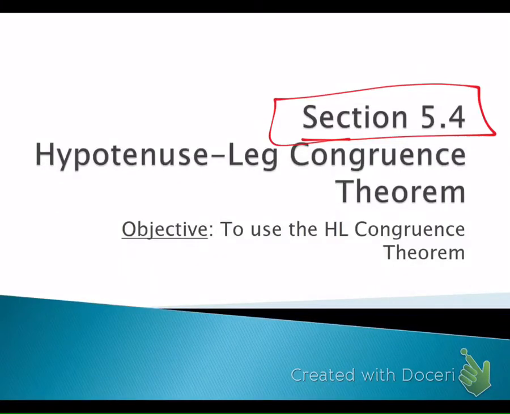So, yesterday you guys took a quiz over the 4 ways to show that triangles are congruent. And I told you last week we're going to learn a 5th way. That's what we're going to talk about today. So the new one is called the hypotenuse leg congruence theorem.